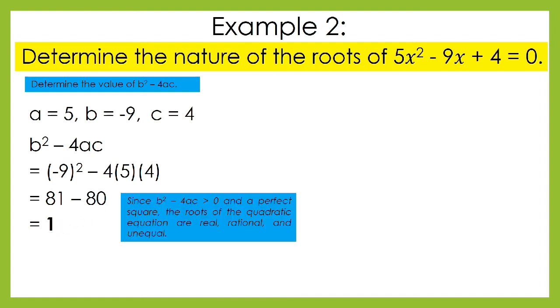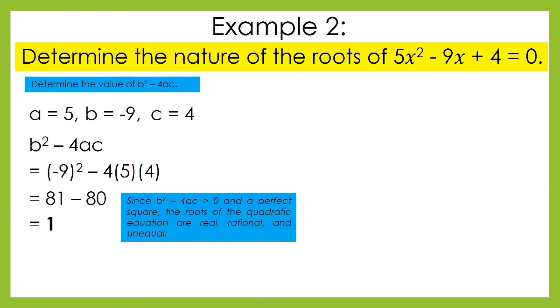Remember, if the value of b squared minus 4ac is greater than 0 and a perfect square, the roots of the quadratic equation are real, rational, and unequal. 1 is greater than 0, a positive integer, and also a perfect square. A perfect square has an exact square root. So, the nature of roots, if the discriminant is greater than 0 and a perfect square, is real, rational, and unequal.